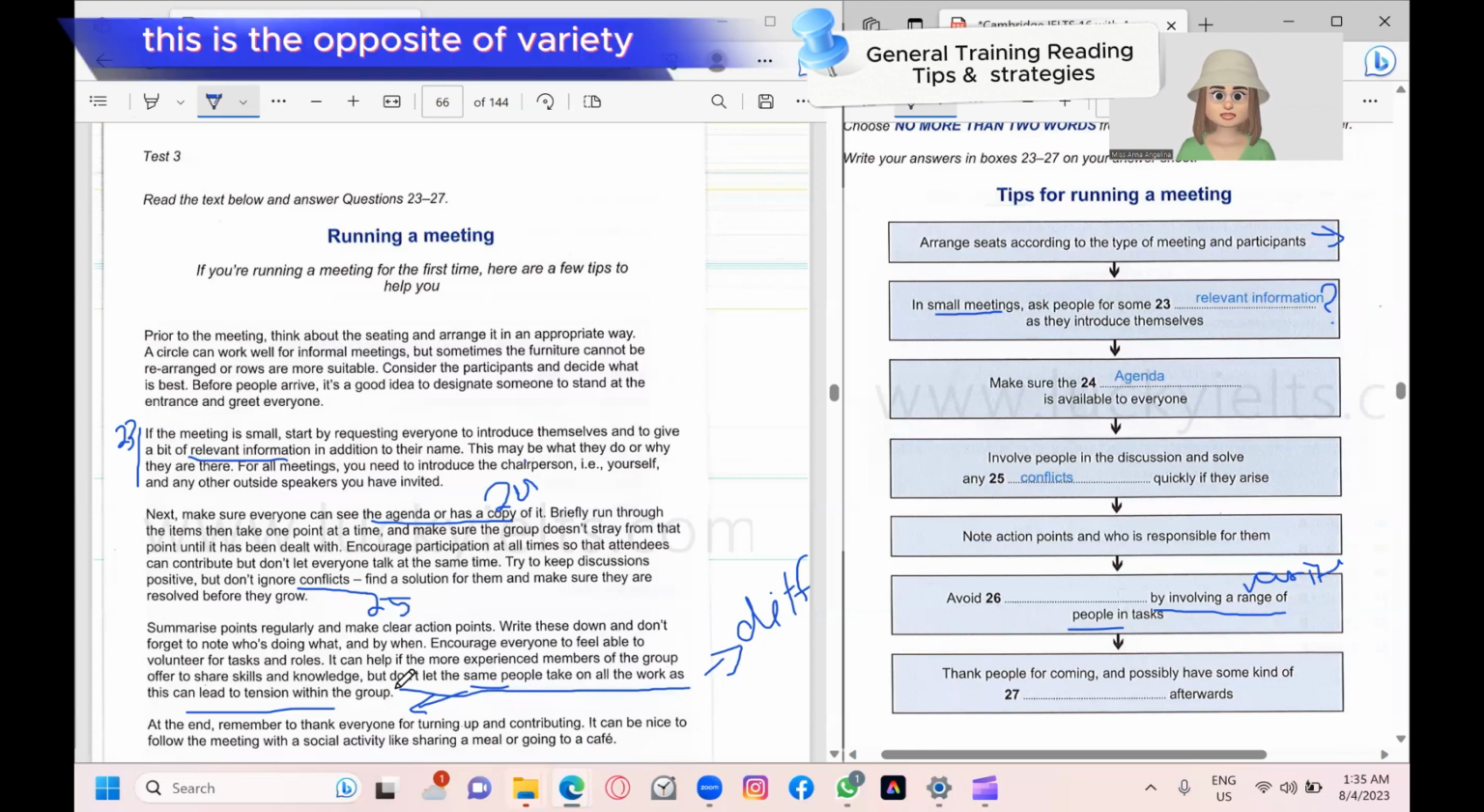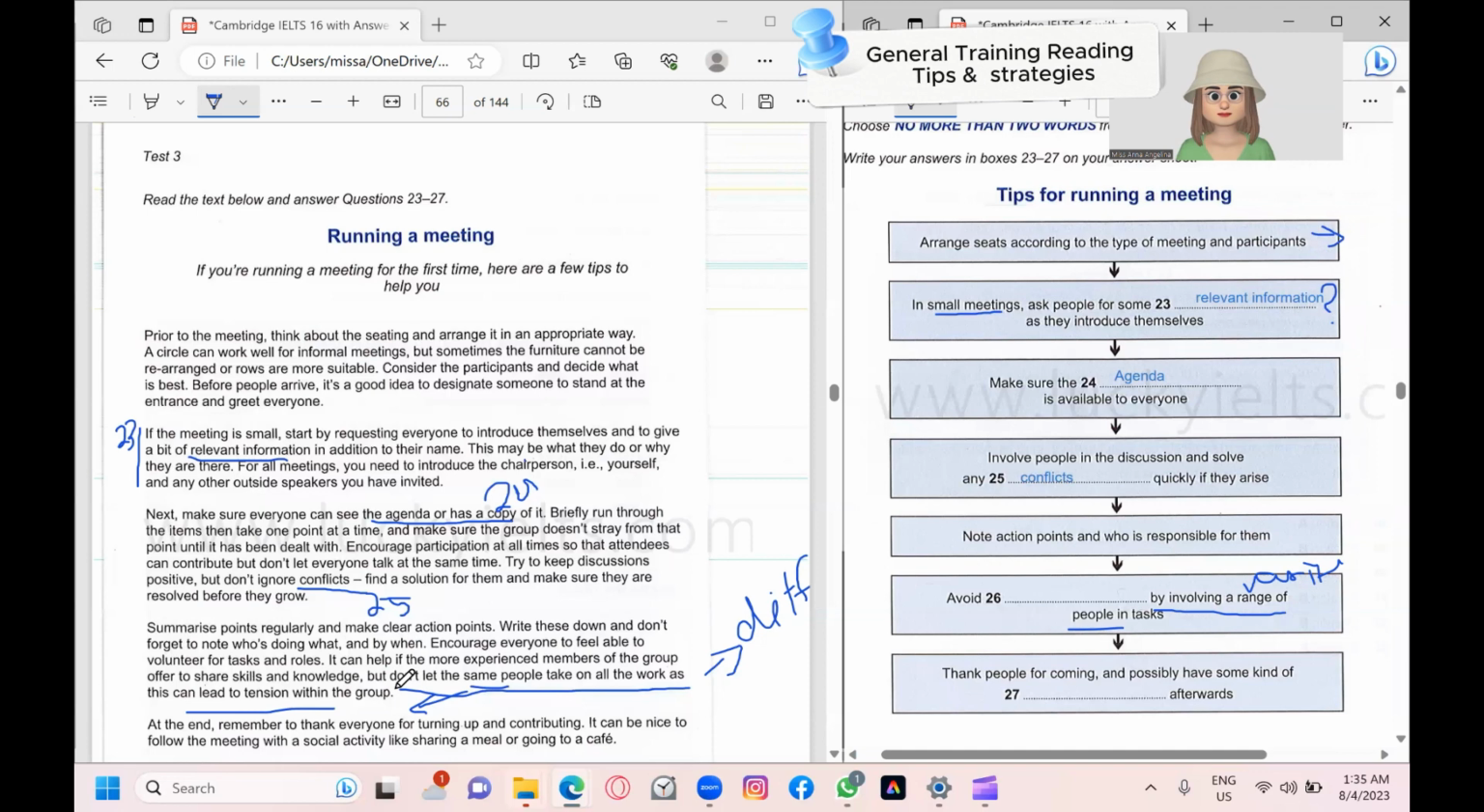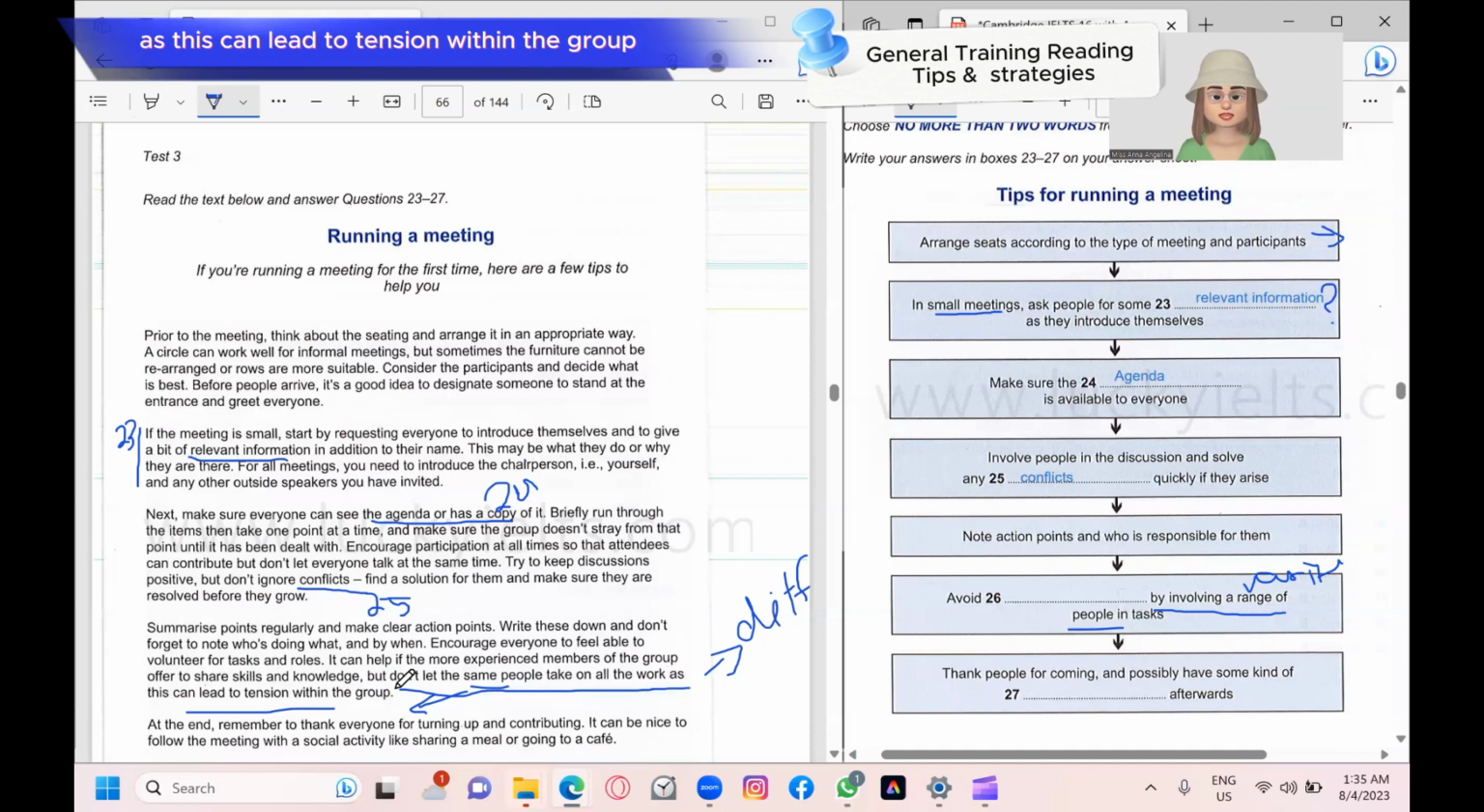This is the opposite of variety, as this can lead to tension within the group. If you let the same people do the work, this will lead to tension. Leading to tension, what is the opposite of it? Avoid. Lead to something, avoid something. Lead to an accident, avoid accidents.